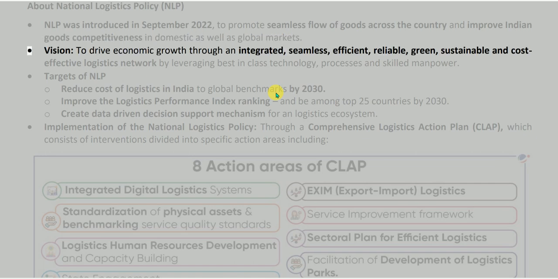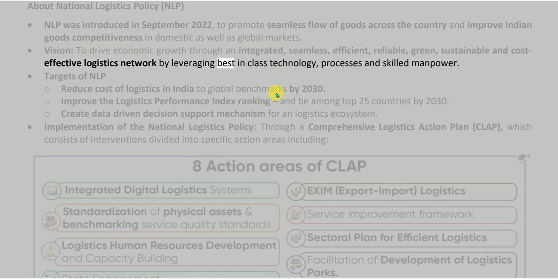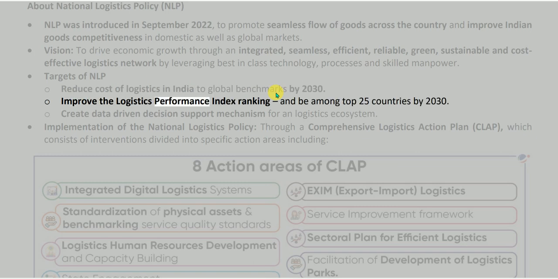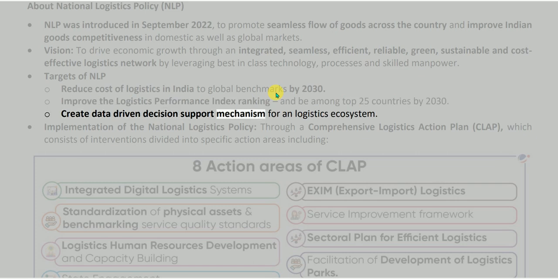Vision: to drive economic growth through an integrated, seamless, efficient, reliable, green, sustainable and cost-effective logistics network by leveraging best-in-class technology, processes and skilled manpower. Targets of NLP: reduce cost of logistics in India to global benchmarks by 2030; improve the Logistics Performance Index ranking and be among the top 25 countries by 2030; create a data-driven decision support mechanism for a logistics ecosystem.